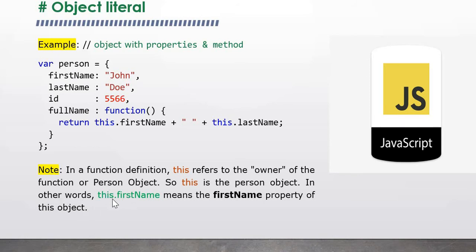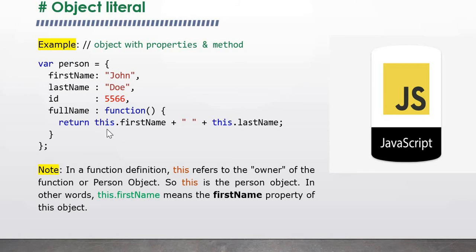In other words, this.firstName means the firstName property of this object. Because this keyword refers to the person, and firstName is the key of this object. So this.firstName means it's referring to the key firstName from the person object. Similarly, this.lastName means the lastName from the person object.